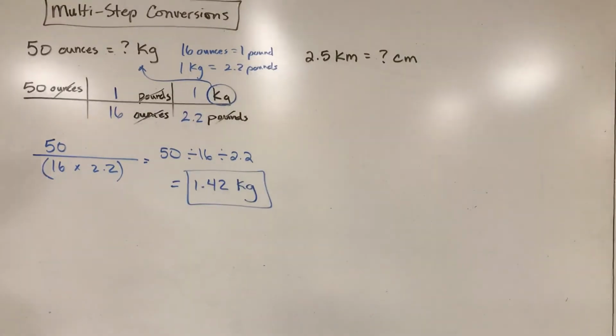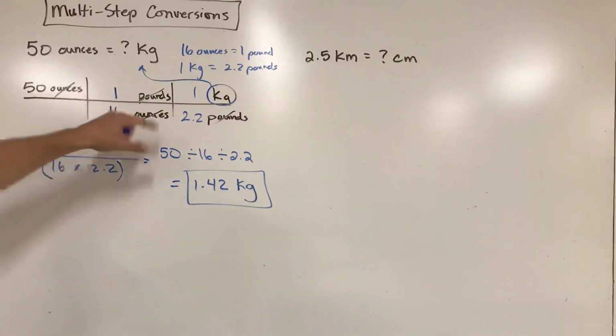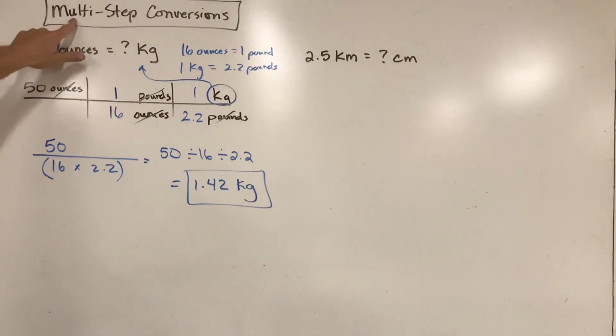Okay, and the nice part about this process here is this could be 2 steps like it was here, 2 changes, or it could be 3, 4, 5, as many as you need to get where you're going. That's why I call them multi-step conversions. It might be 2 steps, it might be 5 or 6. It all depends on what sort of things you have to work with, numbers you can find.